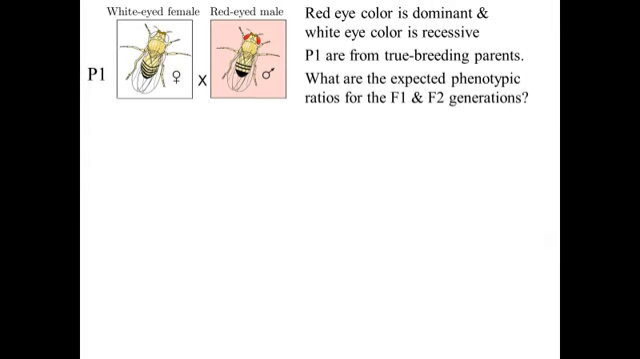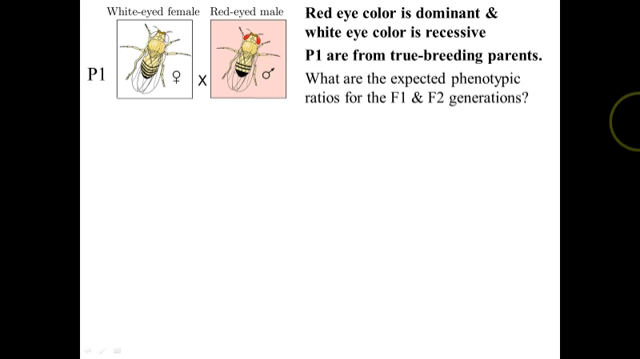We're going to start off with a little genetics problem, a Punnett square problem, involving fruit flies. We're going to look at these two fruit flies, one of which is a female and has white eyes, the other of which is a male and has red eyes. In this trait in fruit flies, red eye color is dominant and white eye color is recessive. Both of these fruit flies were born from true breeding parents.